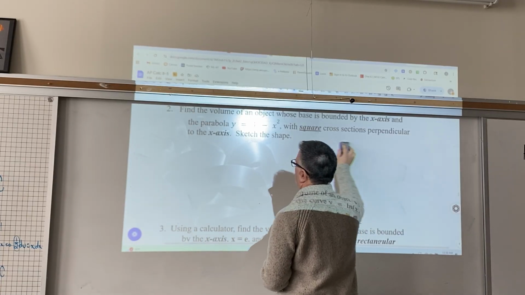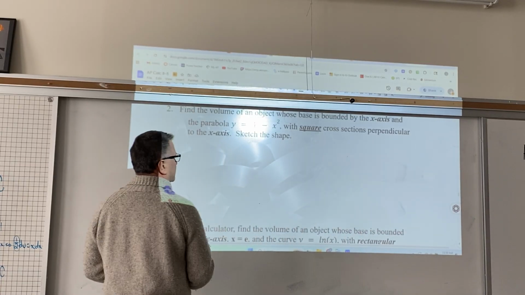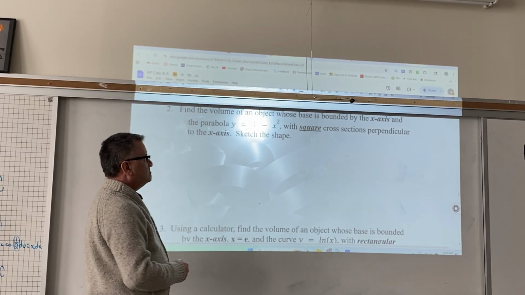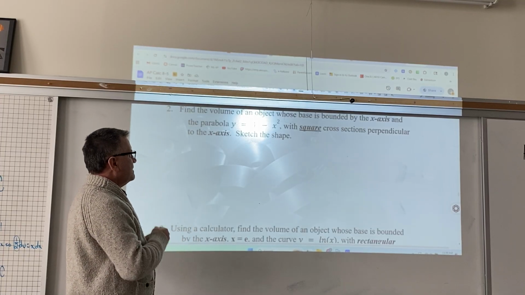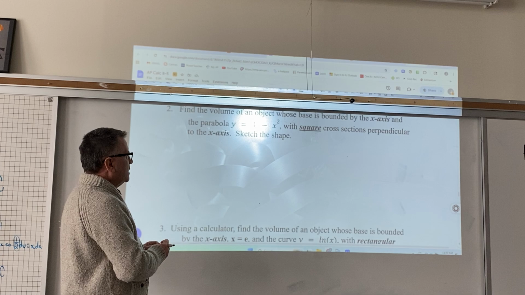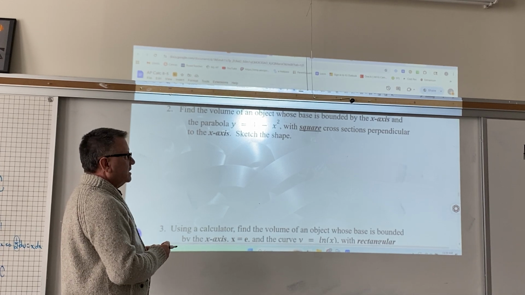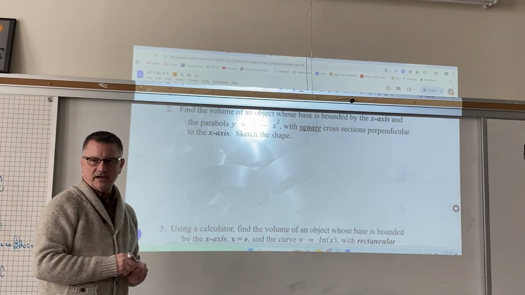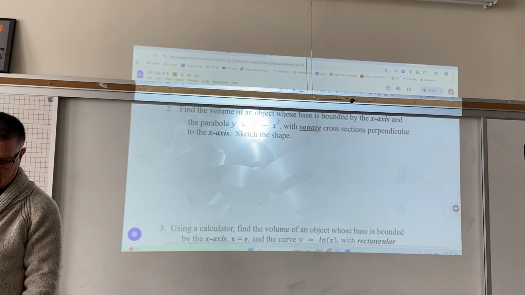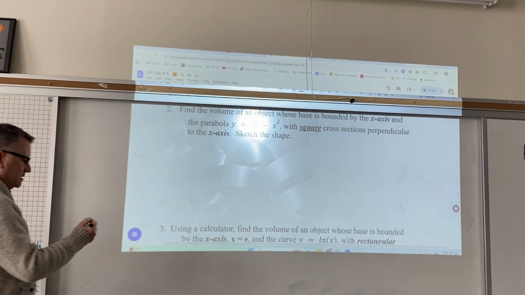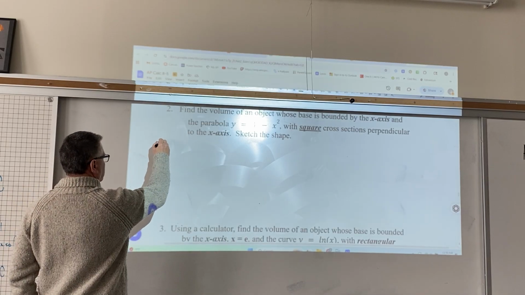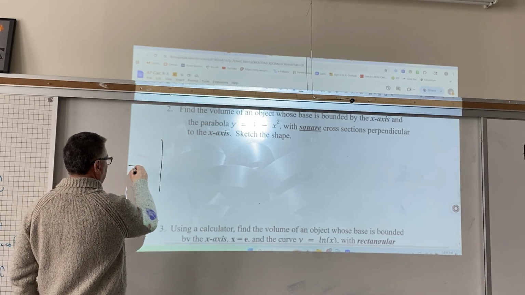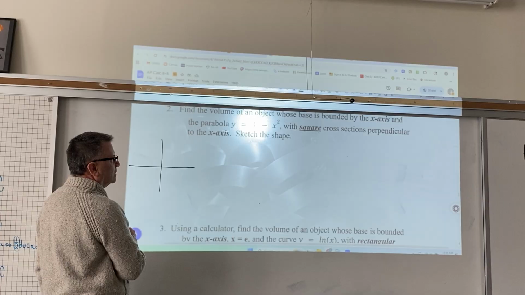Okay, what's going on in this one? Find the volume of an object whose base is bounded by the x-axis and the parabola y equals 4 minus x squared. And my cross sections are gonna be squares perpendicular to the x-axis. That's perfect. I'm moving along the x-axis. So I kinda want a rough sketch of it.